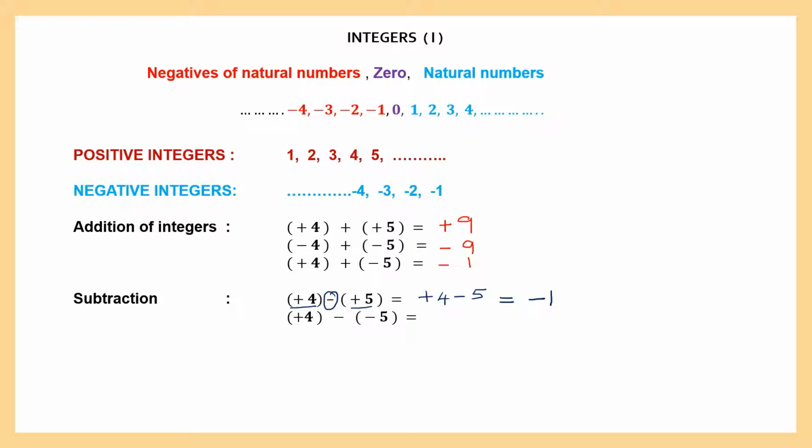Now here I have plus 4 minus -5. The first integer I write as it is. When I look at the second integer, look at the sign before the bracket. It's a minus sign. So this sign will change. -5 will now become plus 5. Now follow rules of addition. When signs are the same, plus and plus, put the same sign and add. 4 plus 5 is 9.